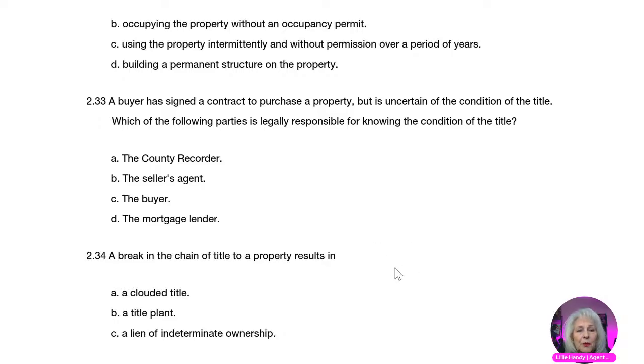All right, number 33. A buyer has signed a contract to purchase a property, but is uncertain of the condition of the title. Which of the following parties is legally responsible for knowing the condition of the title? A, county recorder. B, seller's agent. C, the buyer. Or D, the mortgage lender. Type your answer in the chat.